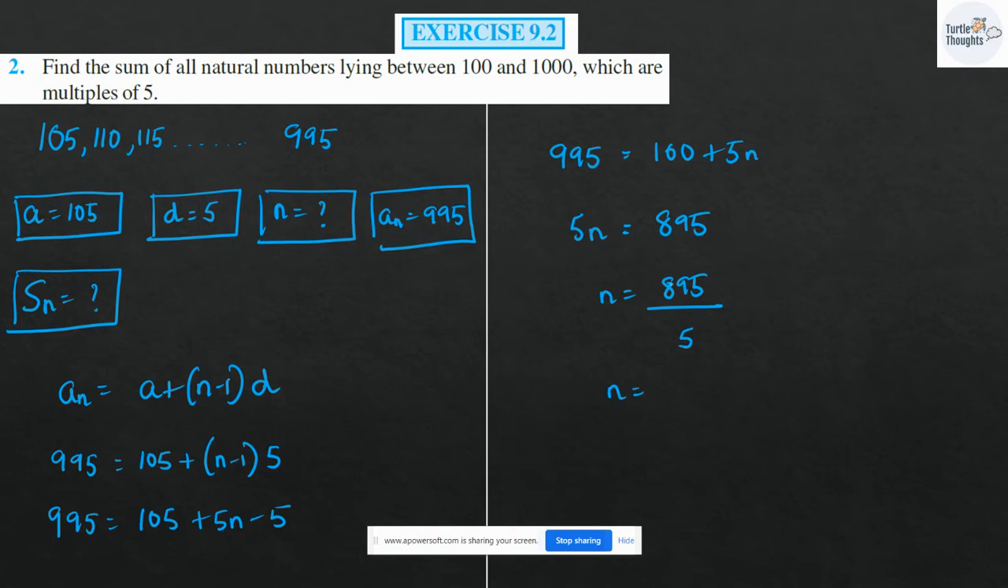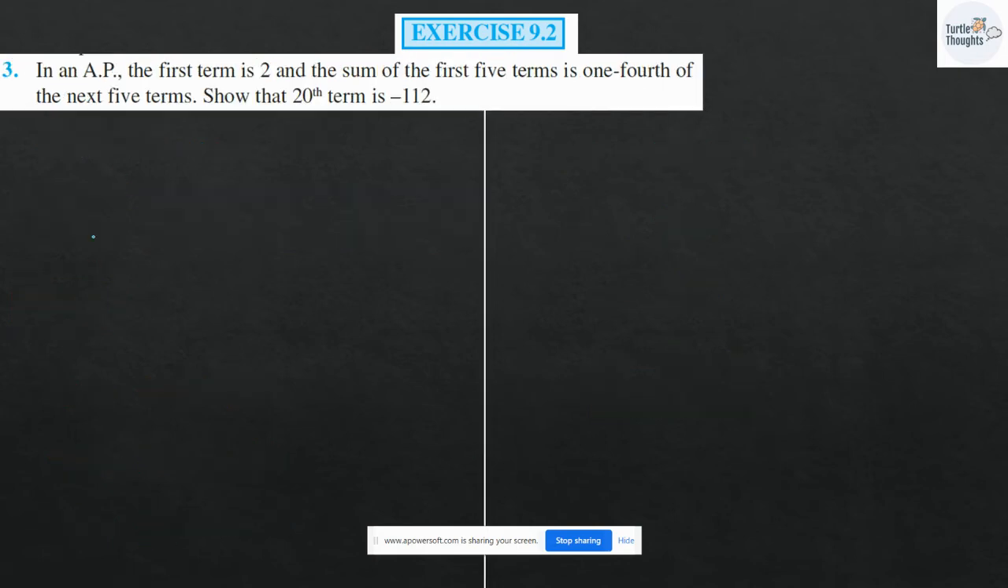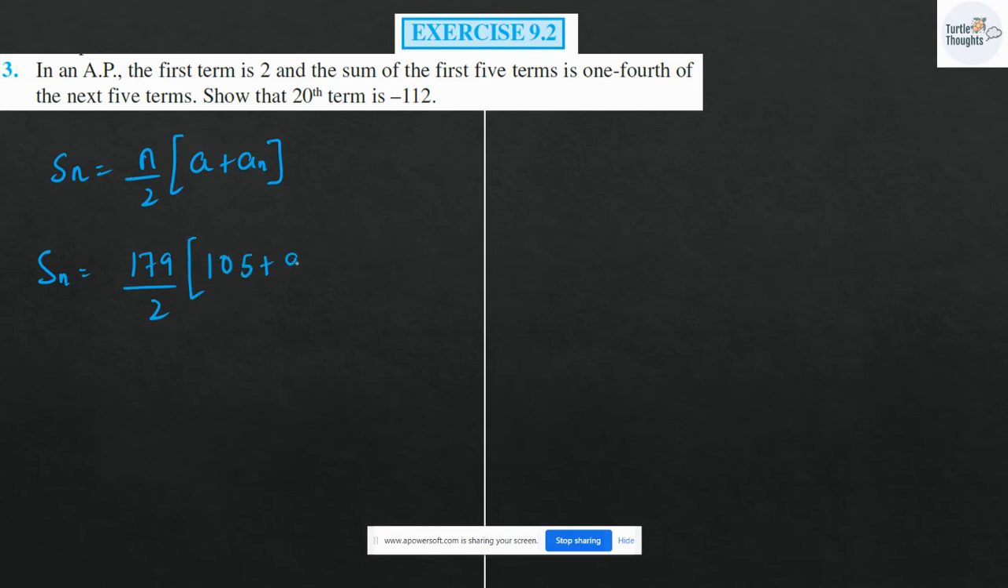So n I will be getting as how much? This is one time, 9, 15, 7 times and 9 times. So n is going to be 179. Now we have to find Sn. So we will write the formula for Sn. It is n by 2 multiplied by a plus an. This is one of the formulas. So I can substitute this as 179 divided by 2 multiplied by 105 plus 995.